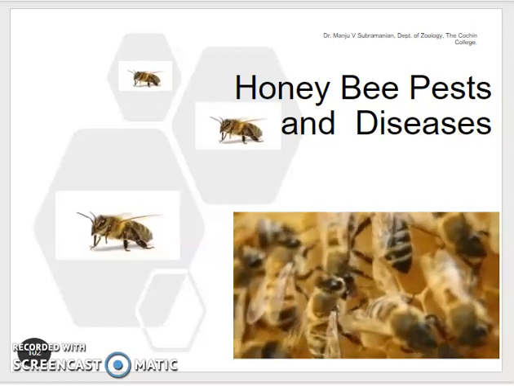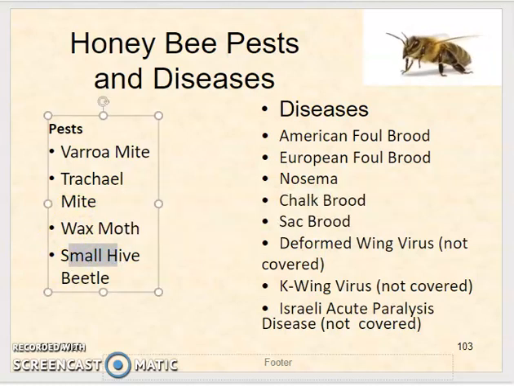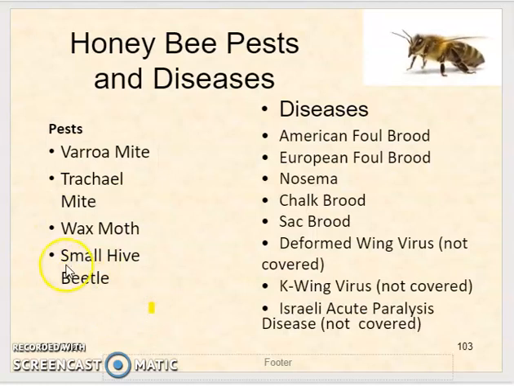So in the previous lecture, we have seen the different pests of honeybees. We have discussed the varroa mite, the tracheal mite, the wax moth, and the hive beetle. And the most important one is the varroa mite. Apart from these mites, there are other pests also.